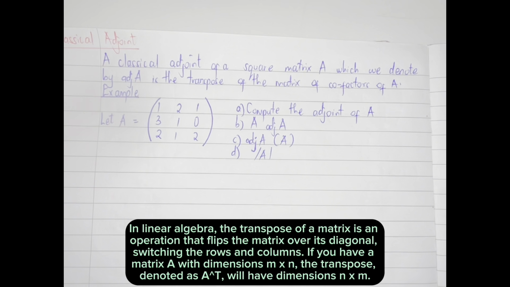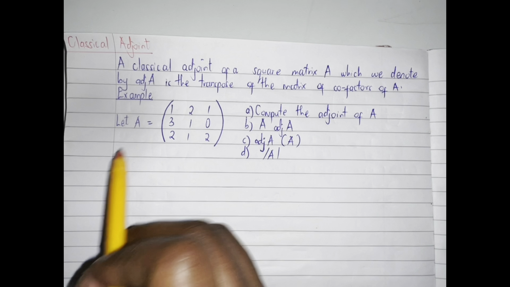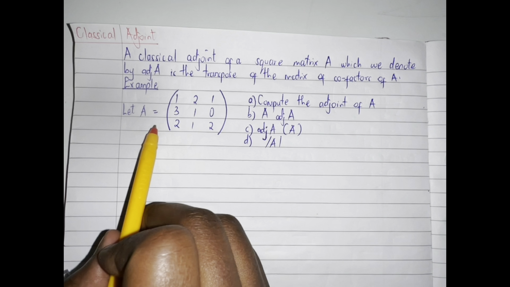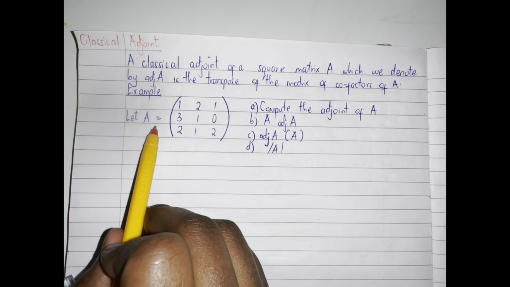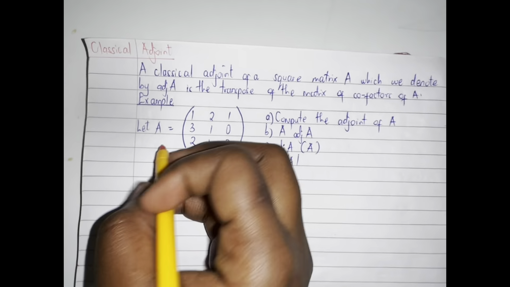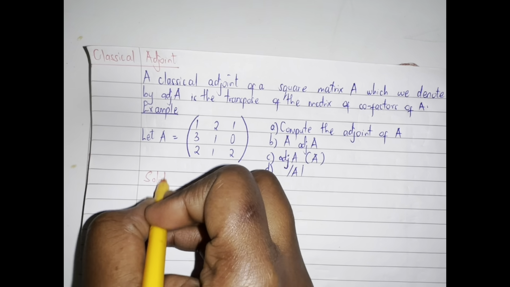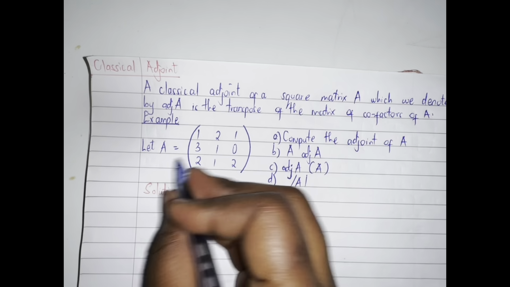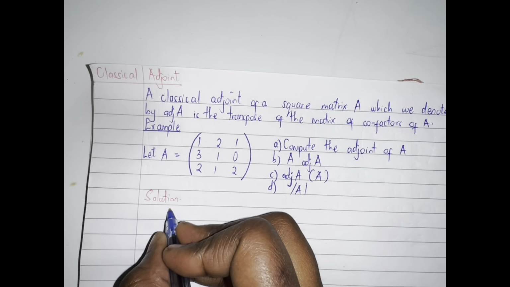Yeah, so I have an example. Let A equal 1, 3, 2, 2, 1, 1 and 1, 0, 2. Compute the adjoint of A. So we've said the adjoint is the transpose of the matrix of cofactors of A. So we're going to start by finding the minors. Let's jump into it.